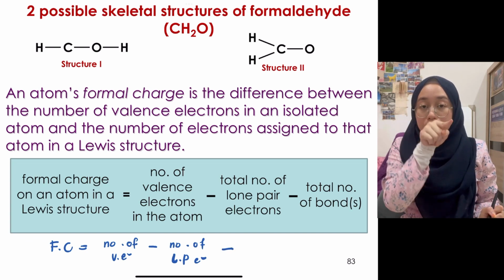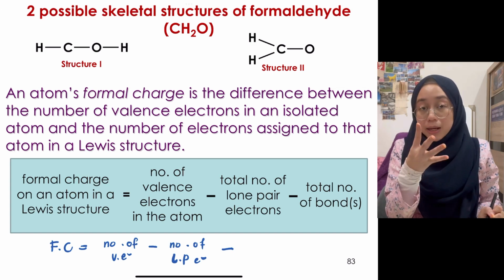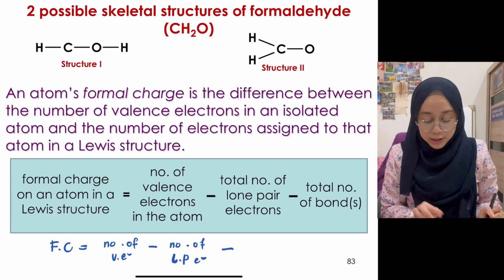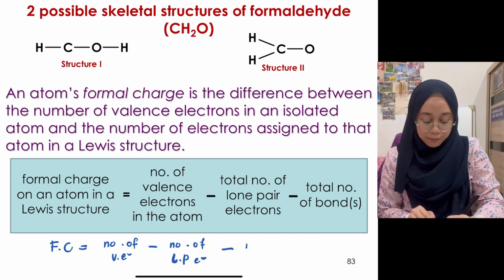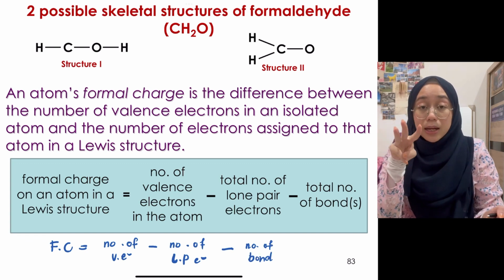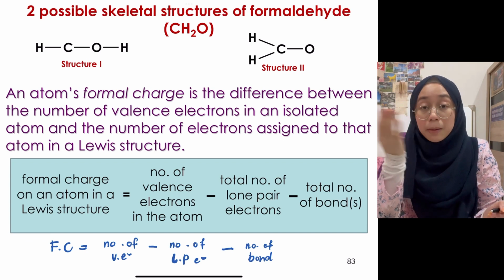Satu lone pair ada 2 dot kan, so 2 lah elektron. Kalau ada 2 lone pair bermaksud ada 4 lah elektron. Okay, so ini adalah number of lone pair electrons. And last sekali pula adalah number of bond. Number of bond ni adalah kamu kira lah ada berapa banyak line. Kalau ada 3 line, tolak 3 lah. Kalau ada 4 bond, tolak 4 lah.